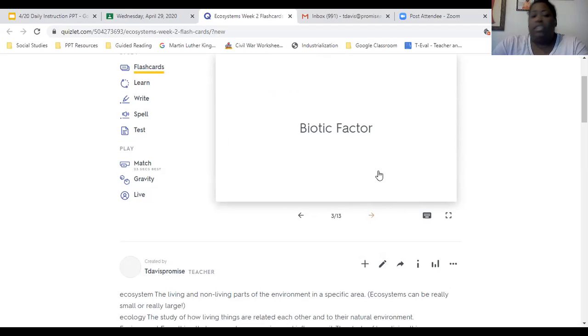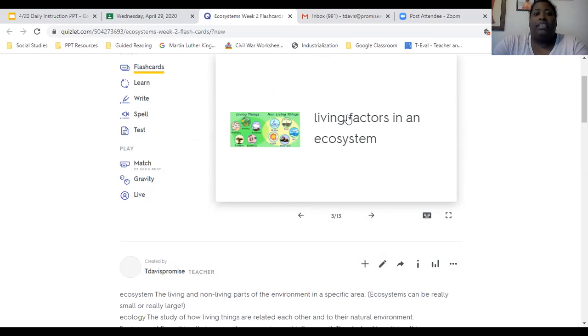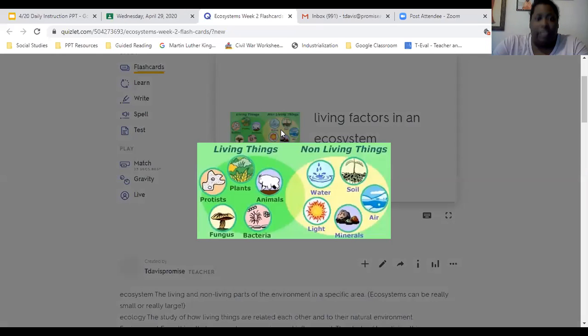biotic factor. So a biotic factor is living factors in an ecosystem. So again, the protozoans, fungus, bacteria, the animals, and the plants. These are all the living things. These are the living things that we commonly talk about. These would be the decomposers. These would be your producers, and these would be your groups of consumers.